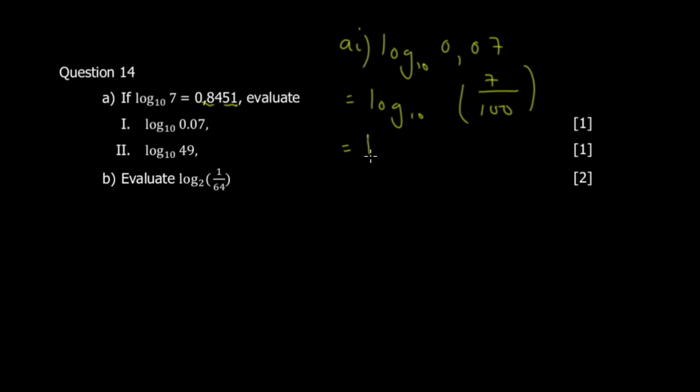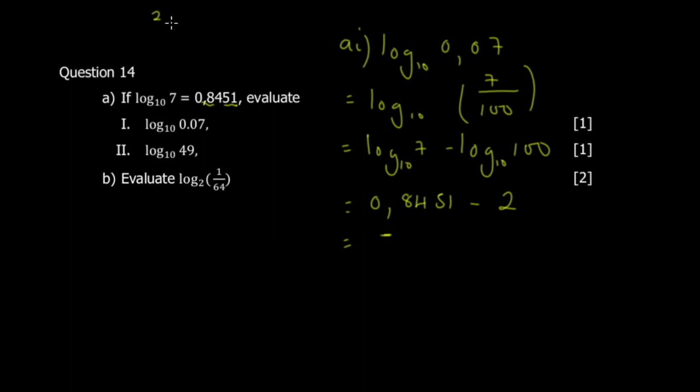And so you have log base 10 of 7 minus log base 10 of 100. Log base 10 of 7 is 0.8451, which is your given. Then log base 10 of 100 is equal to 2. Whenever you're in base 10, whatever number of zeros you have after the one, that's equal to your value. So here we're just supposed to get this minus this. This one is bigger, so we say 2 minus that.